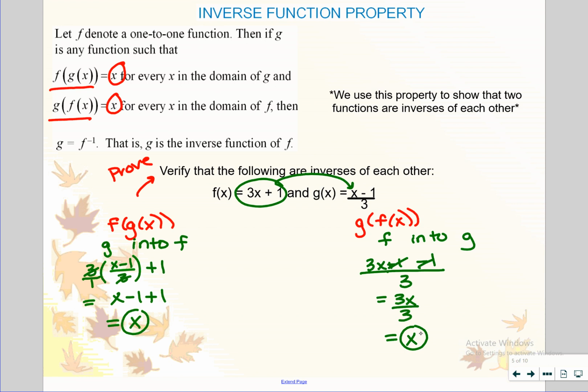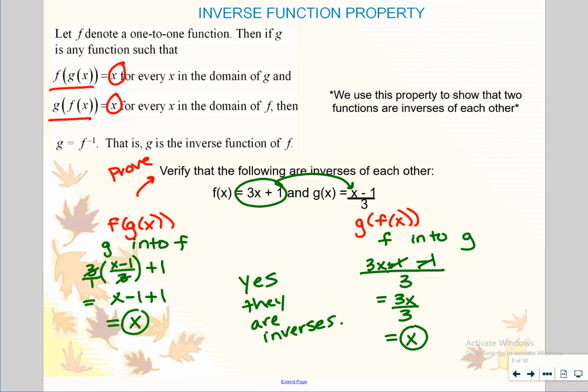So the question is, are they inverses? If you get x both times, that's your justification. You can just say, yes, they are inverses, and all of the work you did is the proof of that. Again, if you get anything other than x both times, they are not inverses.